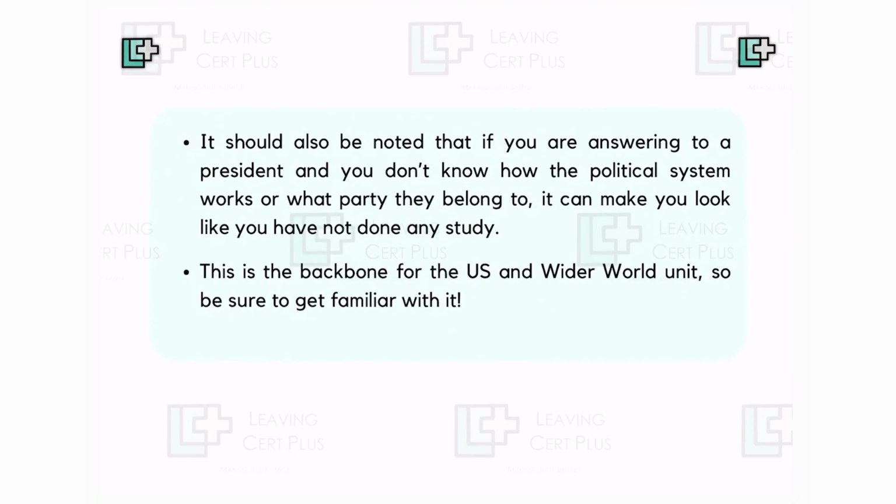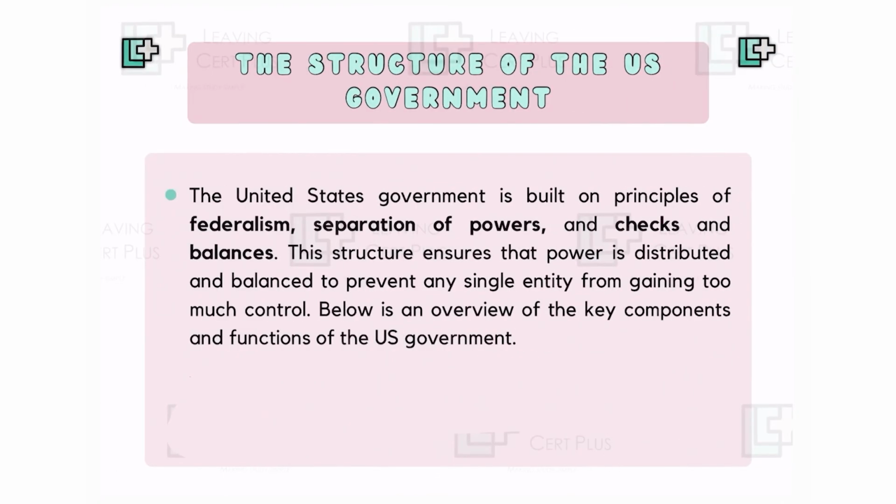So it should be noted, if you're answering on a president and you don't know how the political system works, it can just look a little bit amateurish, okay? So let's use these couple of lessons to really get familiar with the US political system and how it's structured. So the government is built on a number of principles, mainly federalism, separation of powers, and checks and balances. The structure ensures that power is distributed and balanced to prevent any single entity from gaining too much control.